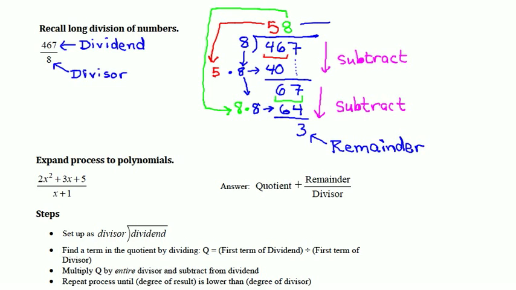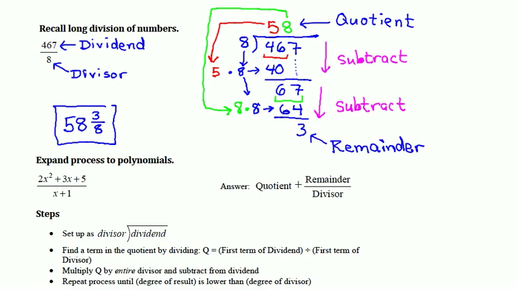This number up here on the top that we just calculated is called the quotient. And what we do with numbers is we end up writing this as a mixed number with the quotient first, followed by the remainder over the divisor. What we're going to do with polynomials is mimic this process, but how we interpret each step in some cases is a little bit different.